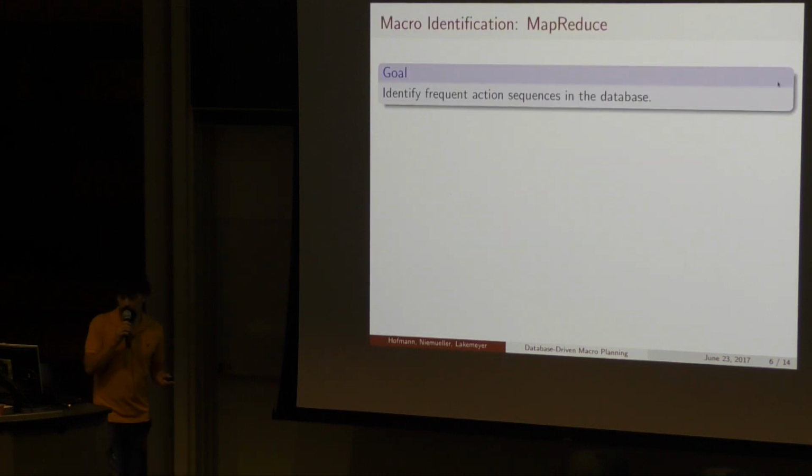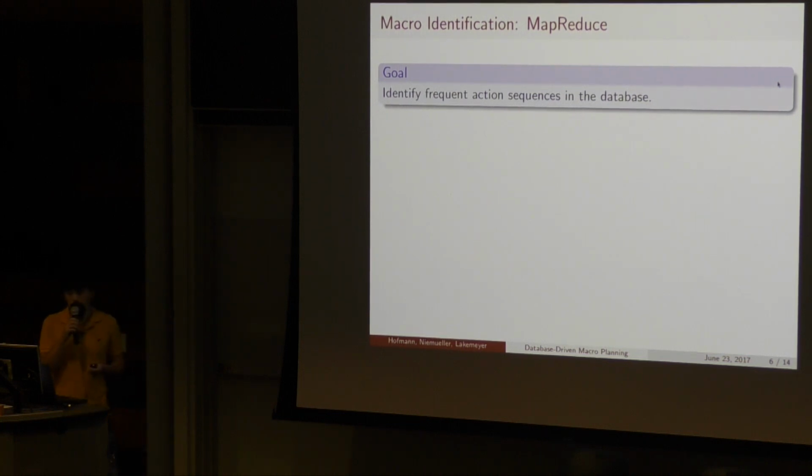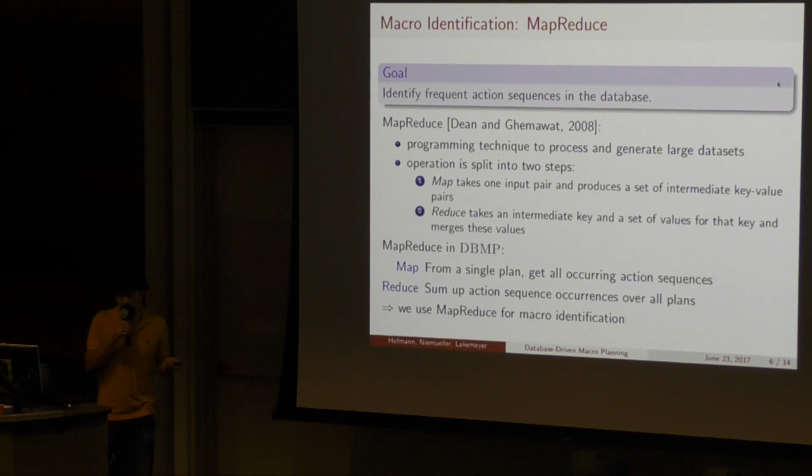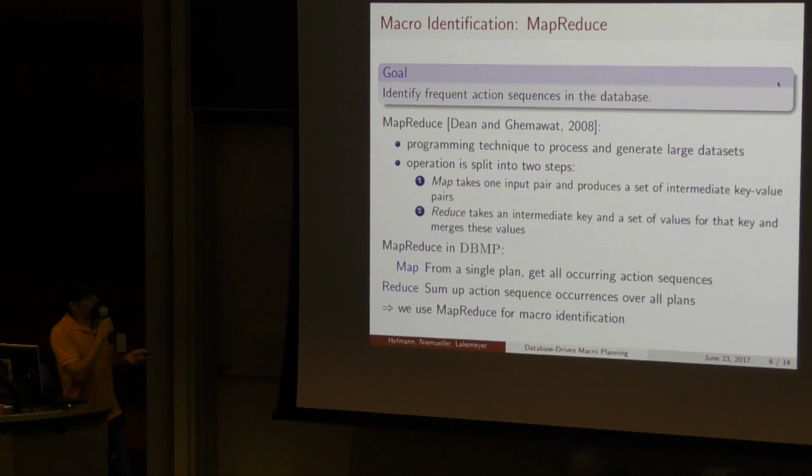So for the identification, the goal, as I said, is to find frequent action sequences in the database. And for that we use MapReduce. MapReduce is a programming technique which allows to process and generate large data sets. And in general, in MapReduce, you split up the whole operation into 2 steps. In the map step, you take one input pair and produce a set of intermediate key value pairs, which are then reduced to a final data set by the second step, the reduce step.